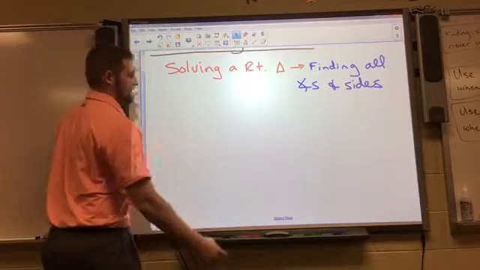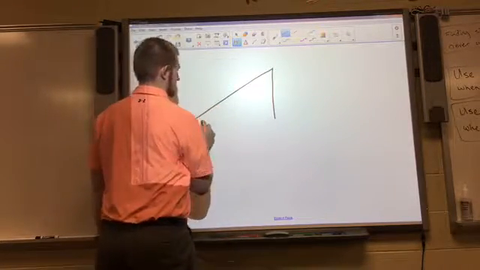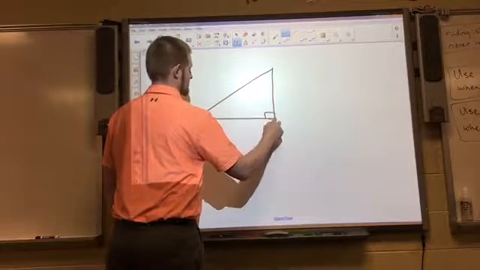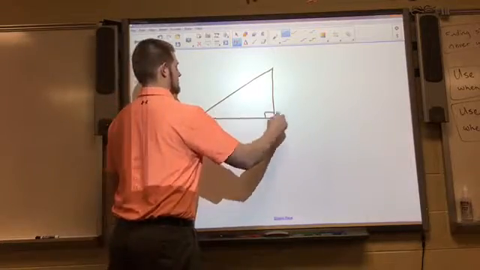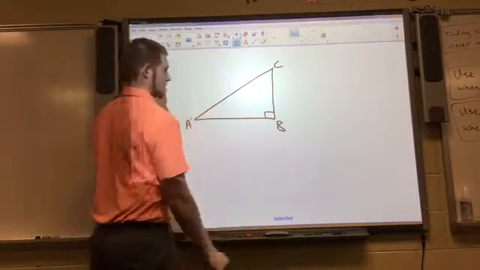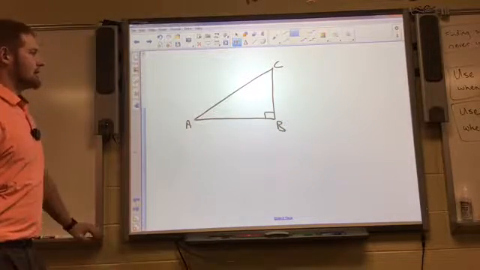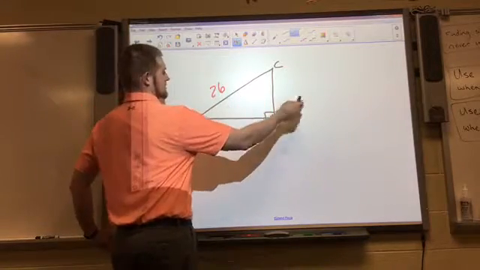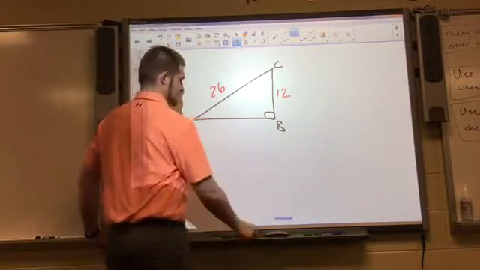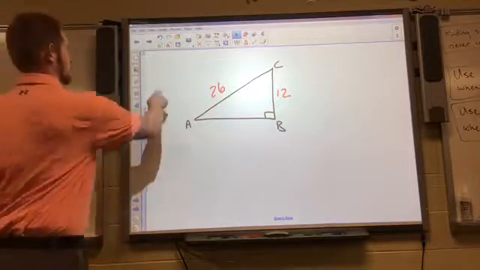Alright, so if they give me a triangle here, and this isn't in your book, I'm just making this one up as I go. Okay, maybe it's triangle ABC. Okay, typically we see the right angle as C, but it really doesn't matter. And let's say they go ahead and tell me that this is 26 and this is 12. Okay, our goal here is to solve this right triangle.